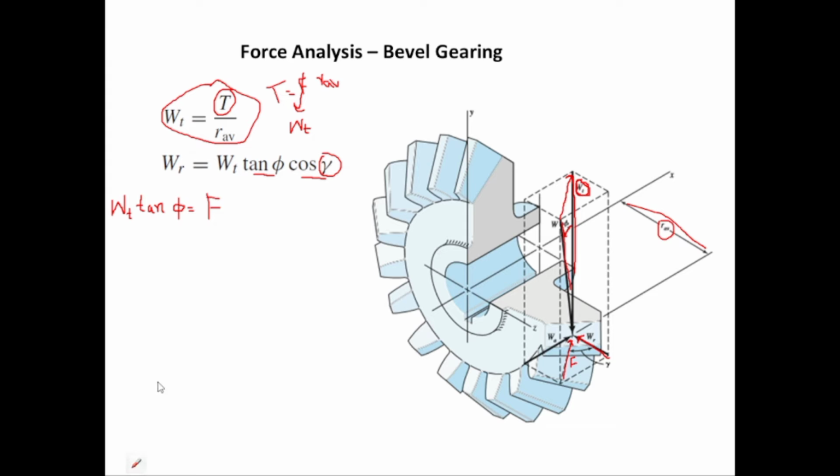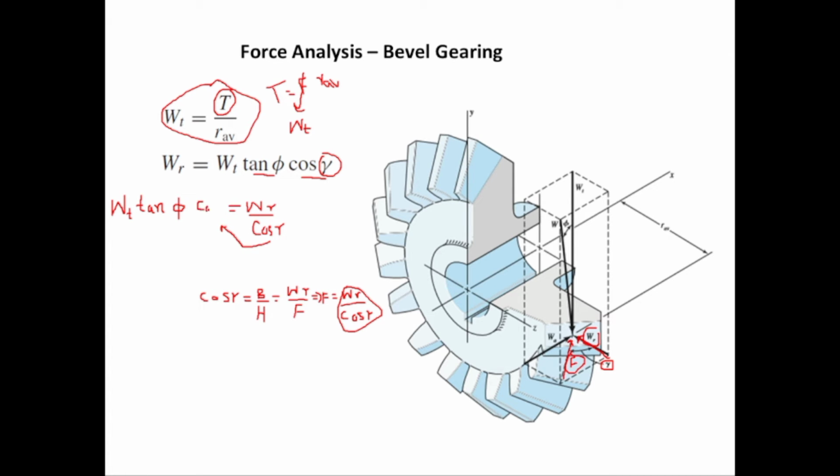F. Now look at the bottom face of this box where we have angle equals to gamma and WR and F. Now cos of gamma equals to base by hypotenuse, so cos of gamma equals to WR divided by F, because WR is the base and F is the hypotenuse. For this, rearrange it for F, so F equals to WR by cos gamma. Multiply cos gamma on both sides, we will get WR equals to Wt tangent of phi cos gamma.